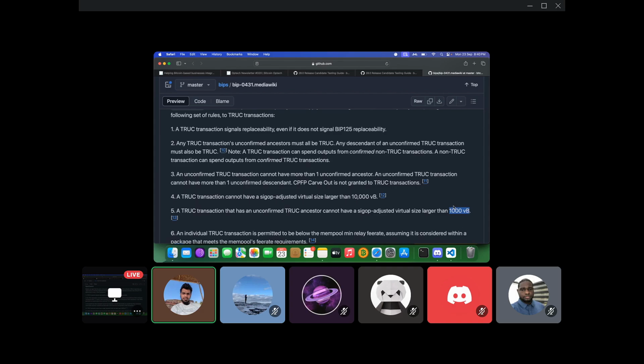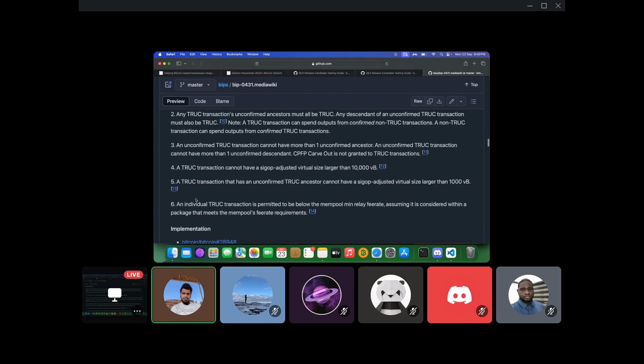So if we have one parent and one child, the parent is truck, the child is truck. The parent is unconfirmed, the child is unconfirmed. In this situation, the parent cannot be more than 10,000 virtual bytes, and the child cannot be more than 1,000 virtual bytes. All right, an individual truck transaction is permitted to be below the mempool min relay fee, assuming it is considered within a package that meets the mempool's fee rate requirement.